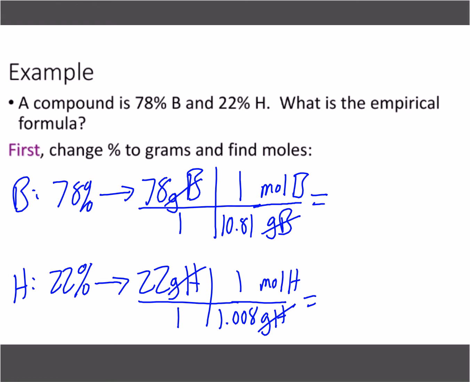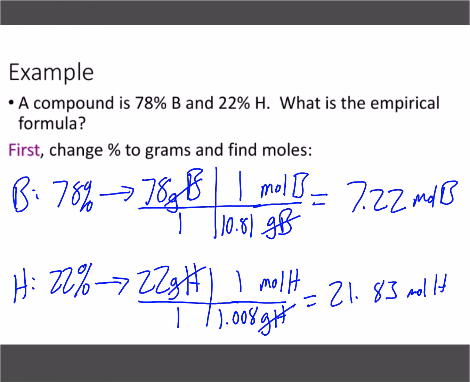How many moles of boron are we working with here? 7.22. Go to 2 decimal places, guys. If you round too soon, the last steps may be off, which means your final product will be off. So we have 7.22 moles of boron. Hydrogen, how many we got? 21.83 moles of hydrogen. So there's step 1 and 2: percent to grams and then grams to moles.